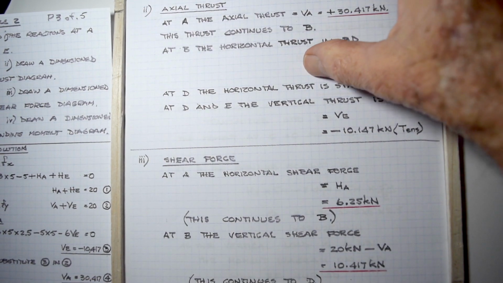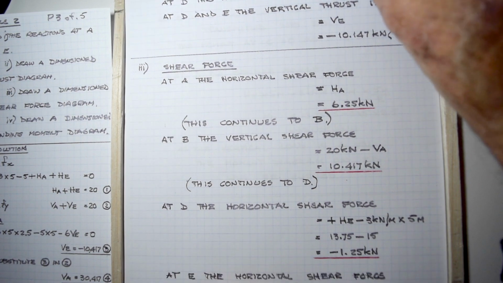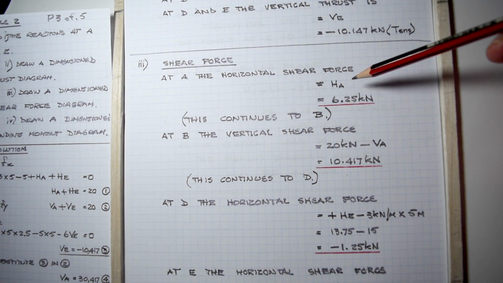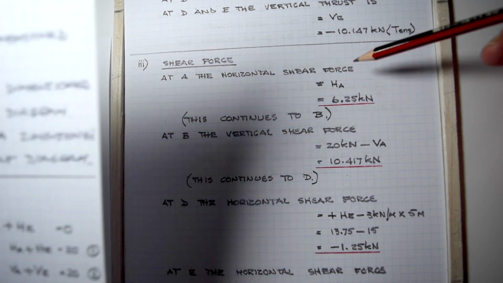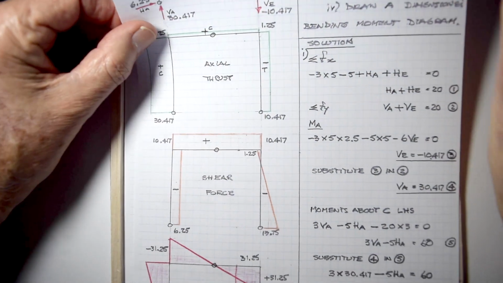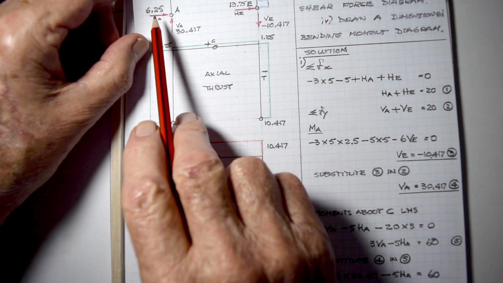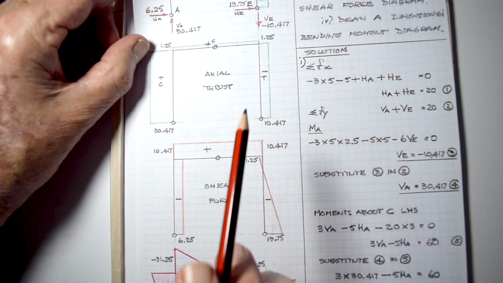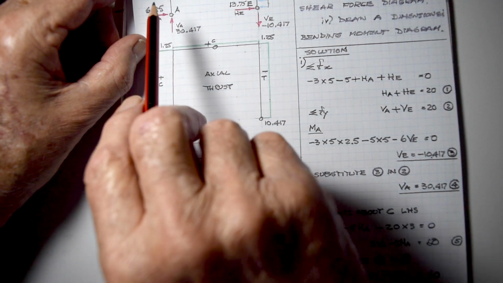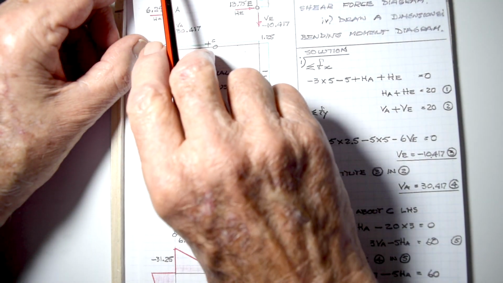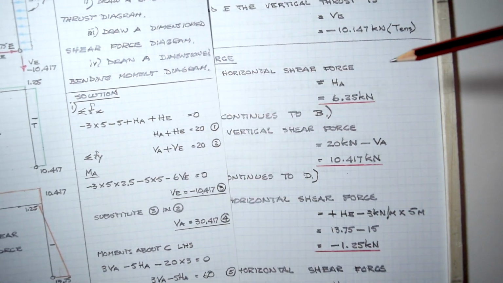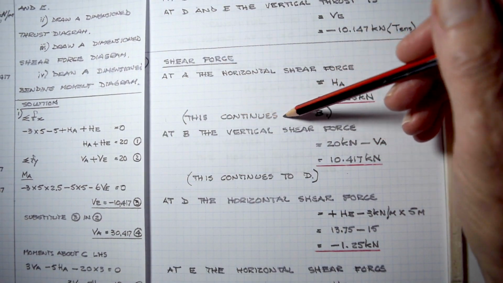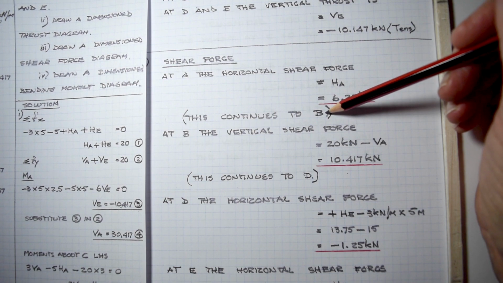The shear forces, at A, the horizontal shear force is 6.25 kilonewtons. There it is, 6.25 kilonewtons, tending to shear the column off there. There it is. It doesn't vary as it goes up all the way to the top. You have a horizontal shear force of 6.25. I've said this continues to point B up at the top of the column.